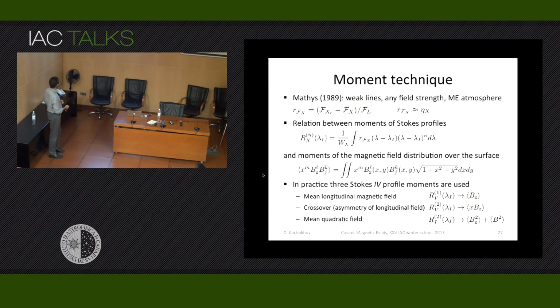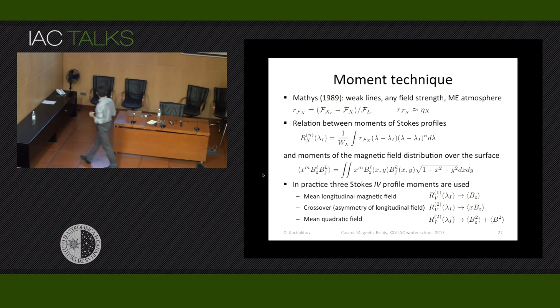So this is the purpose of this so-called crossover or asymmetry of longitudinal field. This quantity is non-zero if there is a certain correlation between the line of sight component of the field and Doppler shifts. For instance, if the redshifted part of the star has preferentially positive field and the blue shifted has negative field. Well, think about a star with oblique dipolar field rotating, and you're looking at the equator of the dipole.